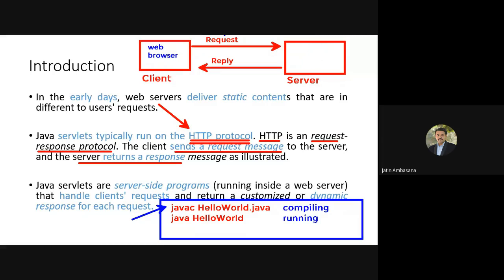This request and response will go through a network. It can be the internet, it can be a LAN, or it can be any network. It can be the same machine also. The client and server can be on the same machine, that's also fine, no issue in that.